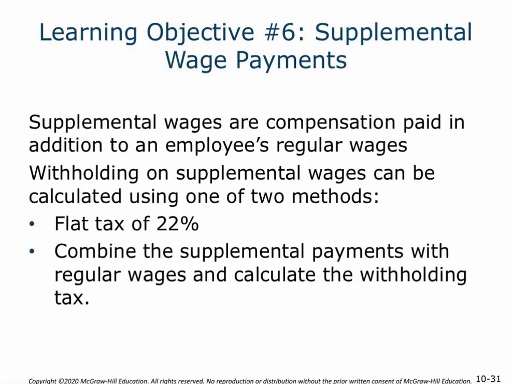Learning objective 6, supplemental wage payments. Supplemental wages are going to be compensation in addition to those regular wages. And withholding can be calculated with one of two methods, either a flat tax of 22%, or you can combine the supplemental payments with the regular wages and calculate what the withholding tax would be.